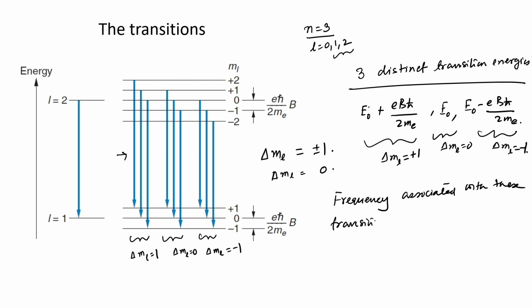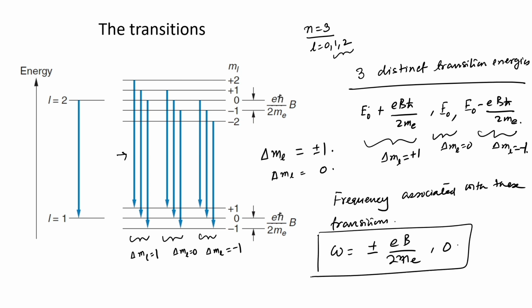And the frequencies are nothing but omega equal to plus minus eB over 2mₑ, or 0. So, these are the frequencies that are associated, and these frequencies can be recorded in the spectroscopy measurements. So, these are the transitions that one sees in the normal Zeeman effect when you have S equal to 0, which means M_S is equal to 0, which means J is purely equal to L, and we are characterizing the states by L and M_L. Okay.